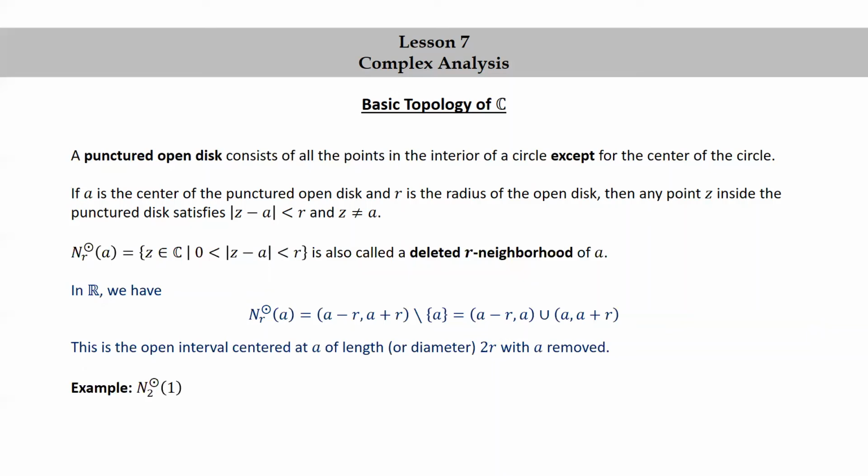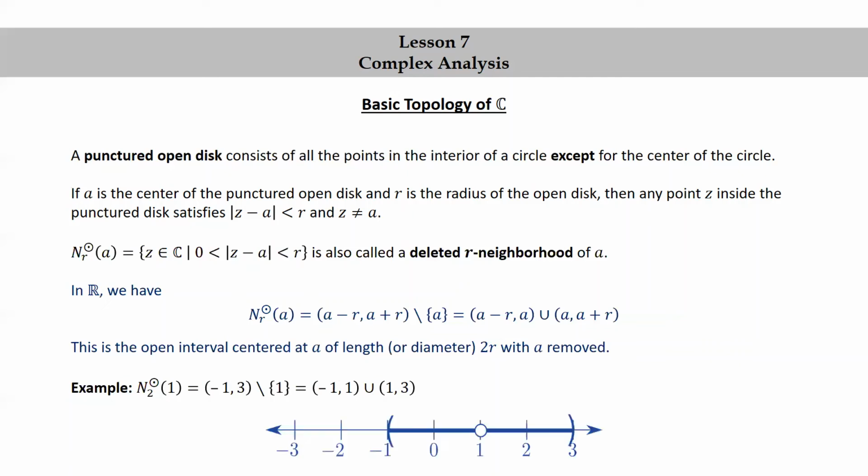Example: N sub 2 dot of 1 is the open interval (-1, 3) minus the set consisting of just 1, which is (-1, 1) union (1, 3). And here we see a picture of this on the real line. It's the open interval from -1 to 3 with 1 removed.